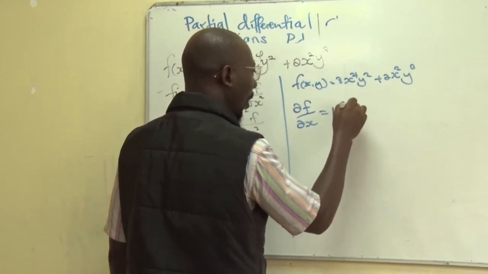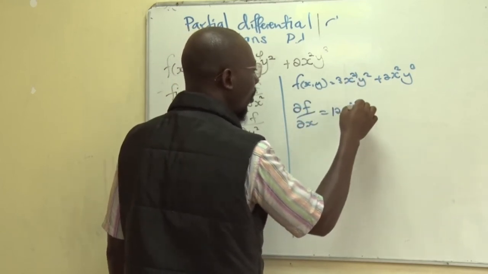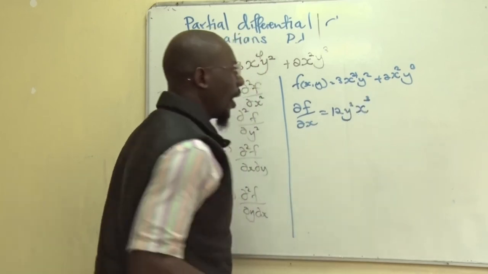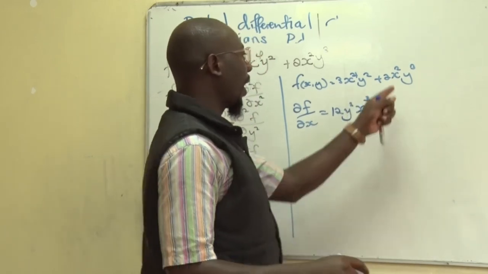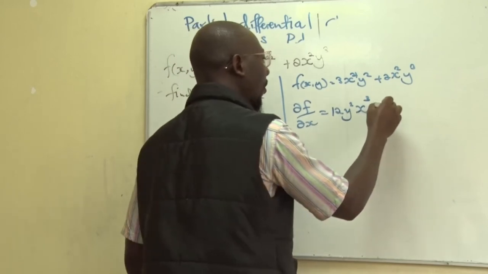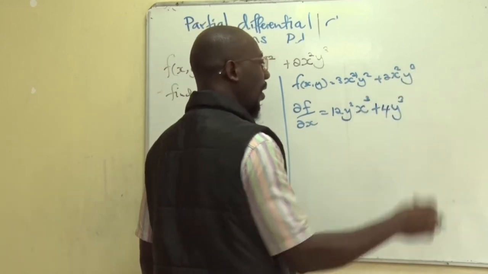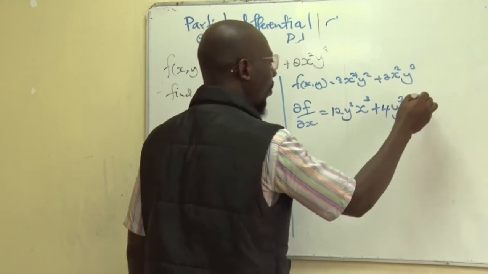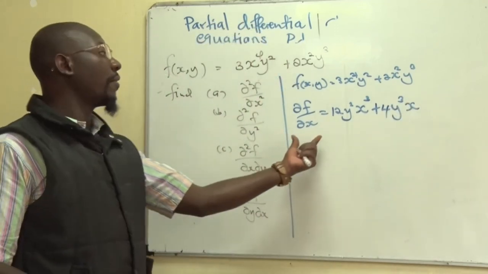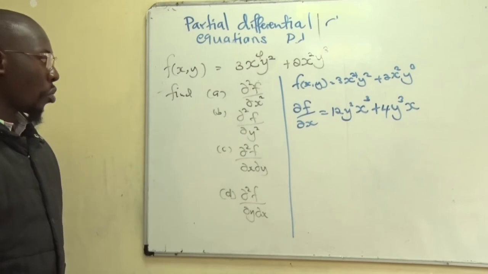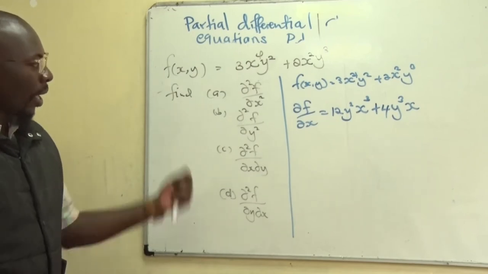Then y squared is a constant. The power of x reduces by 1, that shall be x cubed. In this case also the power of x is 2. You multiply here, it will be plus 4. The power of x, y is a constant, it remains there. Then the power of x reduces by 1. So that one will be our first derivative of that function with respect to x.